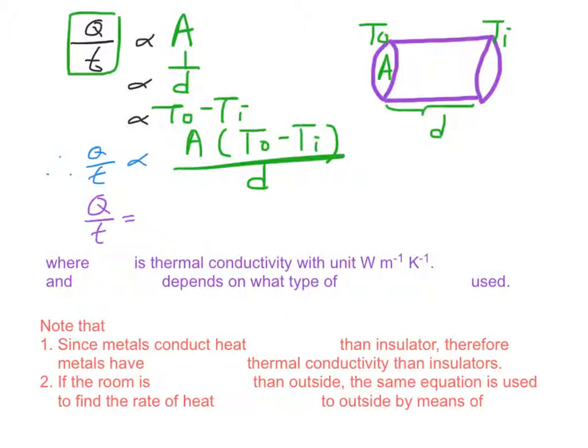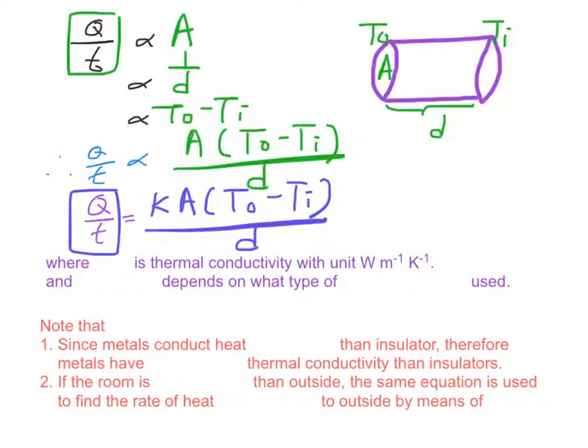When the material is also considered, the rate of heat flow Q over T equals K A times (T naught minus Ti) over D, where K we call the thermal conductivity with unit watts per meter per K, and K only depends on what type of material is being used.